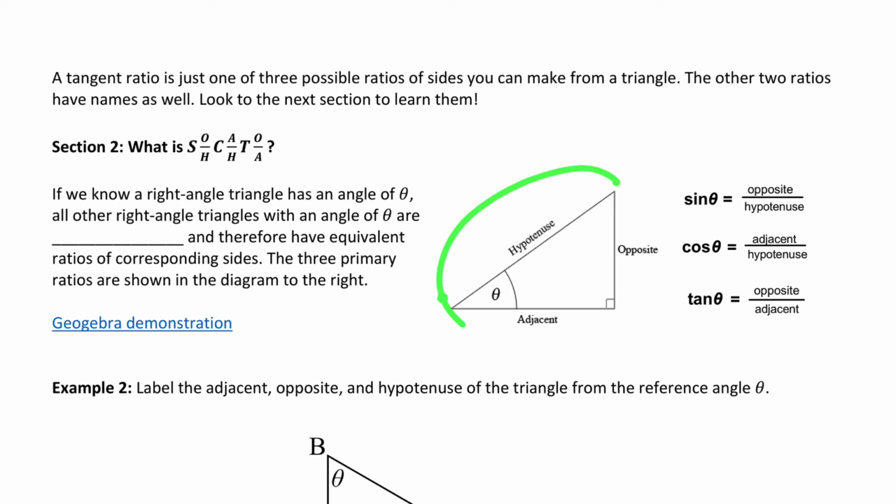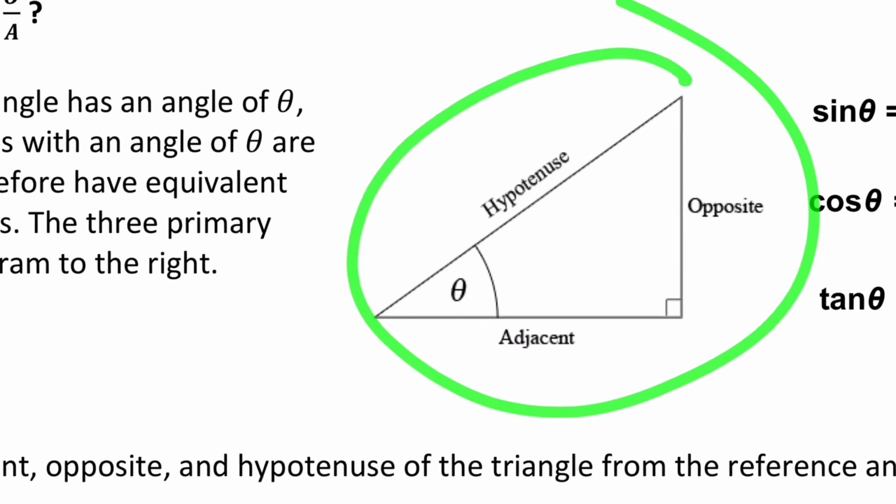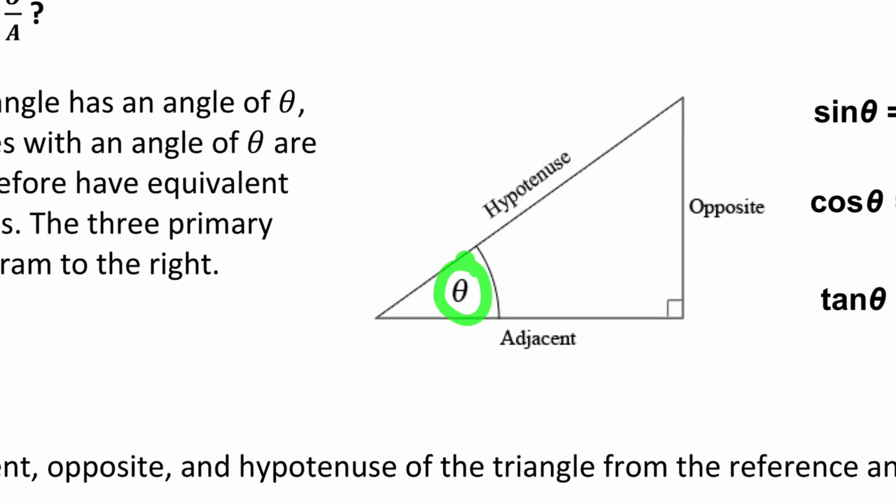If we look at this right triangle here, if this is our reference angle down here, which I have labeled with the Greek letter theta, from that reference angle theta, we know there's the opposite side of the right triangle. We know there's the adjacent side of the right triangle, which is touching the reference angle but not the hypotenuse. And then also, we haven't talked about this yet, the hypotenuse, which is the longest side always across from the right angle.